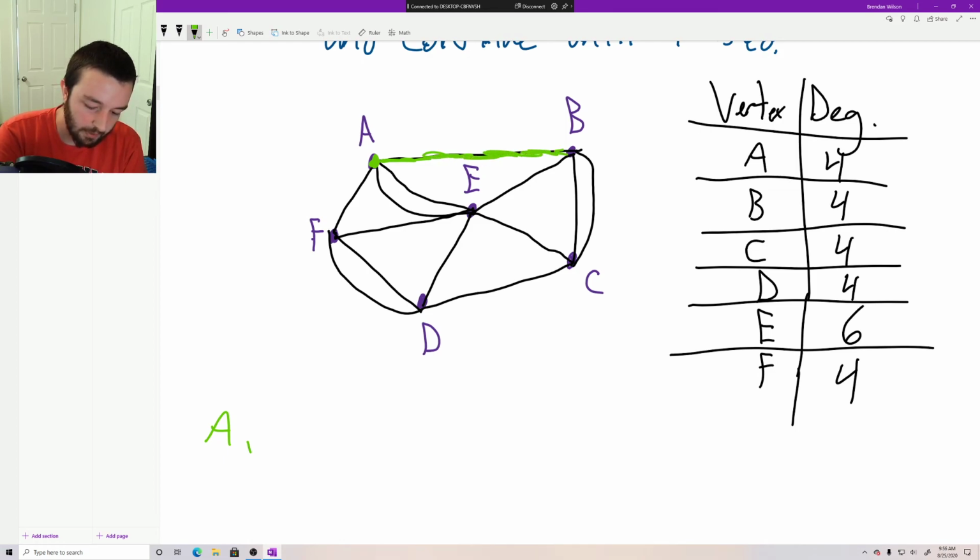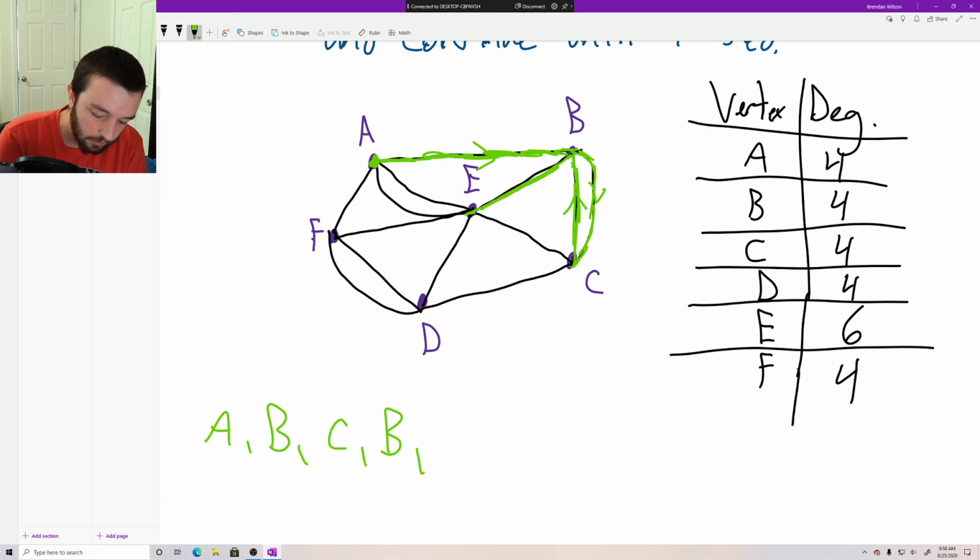So let's head over to B. And then maybe we could just go down to C this way, and then back up to B. I'm just doing this randomly. I don't really know what's going to work. Along the way, we want to label them so that we remember, or you could write it down here too. B, C, B. Then maybe we could go over to E, and then we go over to C.